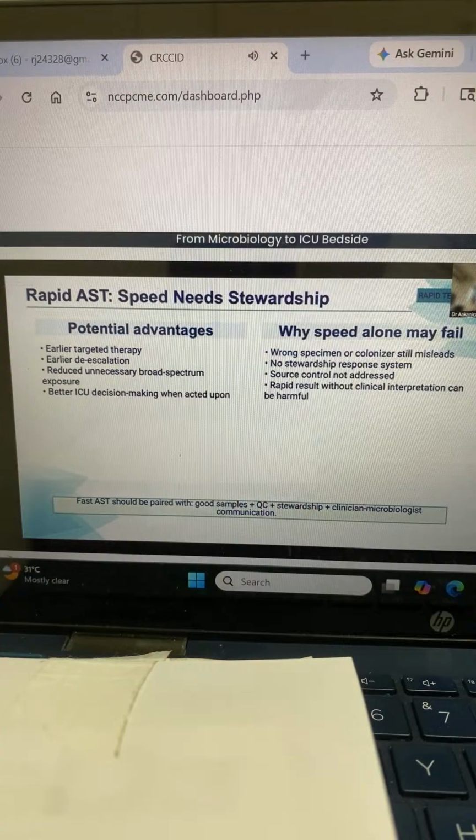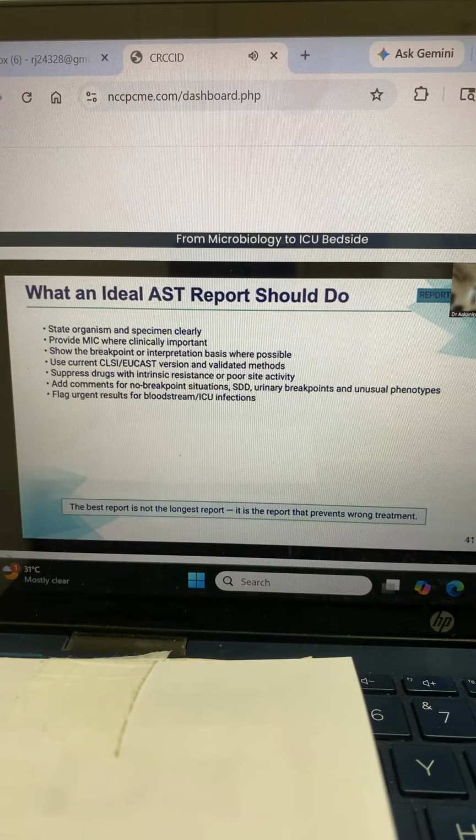So, rapid AST is something which is very helpful and is very widely used these days. But when it is used, it should be paired with a good sample, quality control, stewardship, clinical and microbiologist communication. Because rapid AST would help you in early targeted therapy, earlier de-escalation, reduce unnecessary use of broad spectrum antibiotics, and better ICU decision making. But the speed alone will fail when wrong specimen or colonizer is misleading you. So you need to remember that it has to be integrated together.